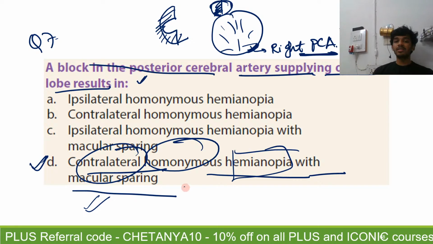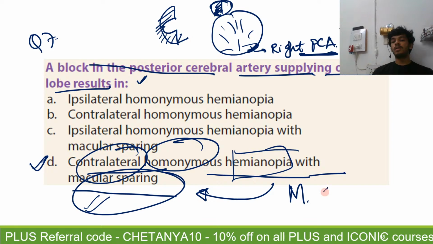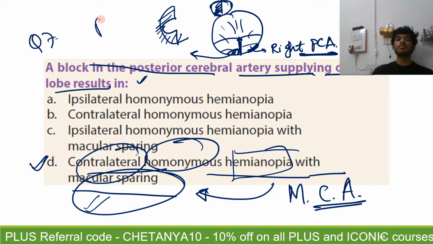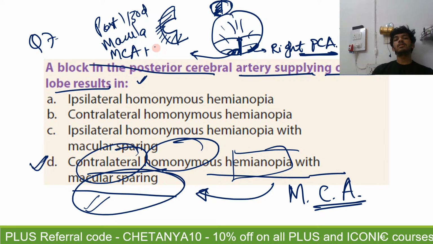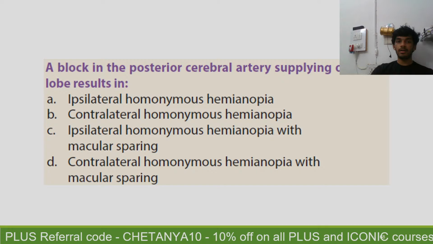So why does the macular sparing occur? Because the middle cerebral artery will compensate. It's kind of an exception here: the occipital lobe receives its supply from the posterior cerebral artery. The posterior one third is the region responsible for the vision of the macula, and that receives blood supply from the middle cerebral plus the posterior cerebral artery. Even if you remove this, you will still have the circulation from the middle cerebral artery.